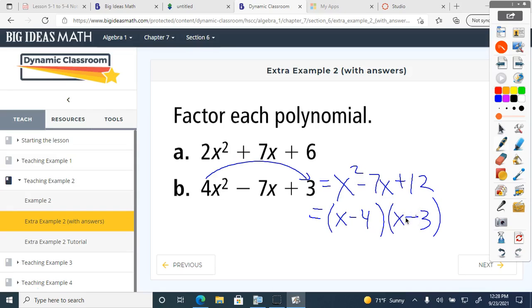Okay? And I do that just to show you, if you do mess up, as long as you're checking yourself as you go, you should be able to catch it. So what did we borrow? We borrowed 4. So I'm going to divide by 4. 4 over 4, what is that? 1. So x minus 1. Does this simplify? It does not. 4x minus 3.